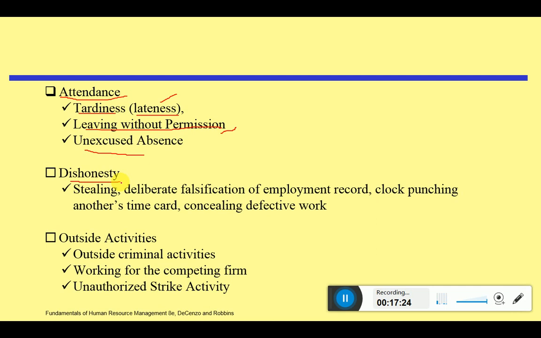Next is dishonesty. Dishonesty includes, number one, stealing and deliberate falsification of employment records, meaning wrong records, like falsifying transactions. For example, in procurement, if I buy some machinery and the bill shows 500 but the actual payment was 700, that is known as falsifying an employment record.